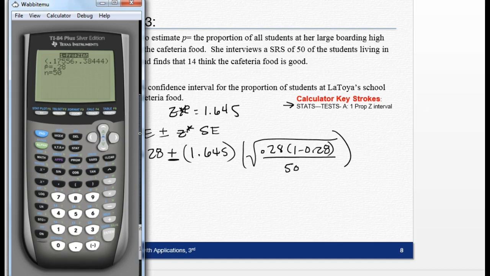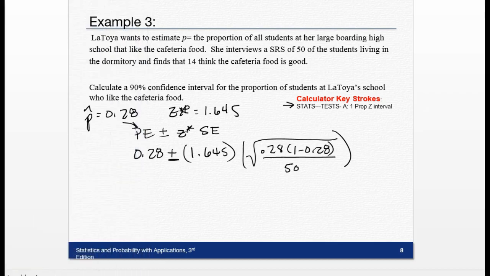So if you look at this, this is giving us our interval. It goes from 0.176 to 0.384. So my answer is 0.176 to 0.384. All right. That is our confidence interval.